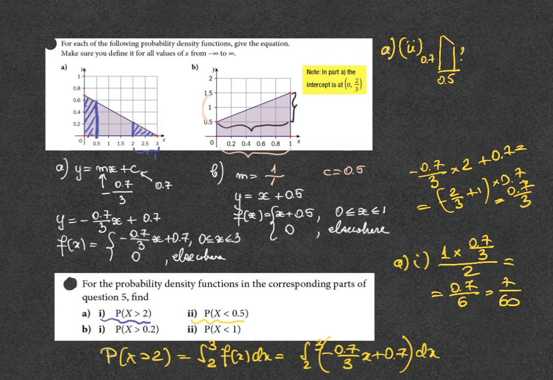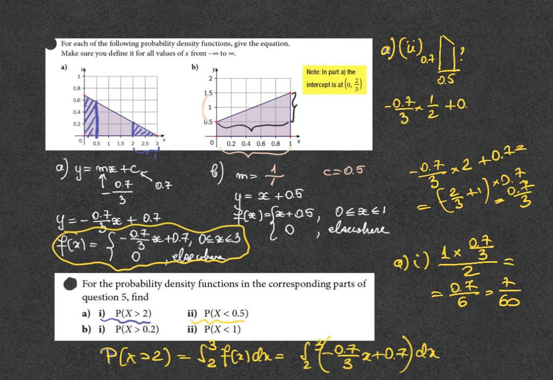In the function f of x, I'm going to replace x by 0.5 to find y. So minus 0.7 over 3 times 0.5, which is 1 over 2, plus 0.7. So it's 5 over 6 times 0.7. So it's 35 over 60. Yeah, I can cancel a 5, so it's 7 over 12. I recommend to give either decimals or fractions.